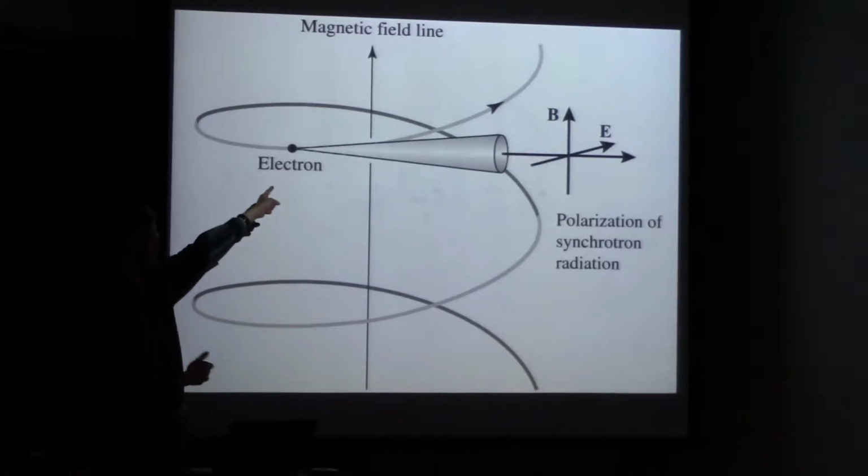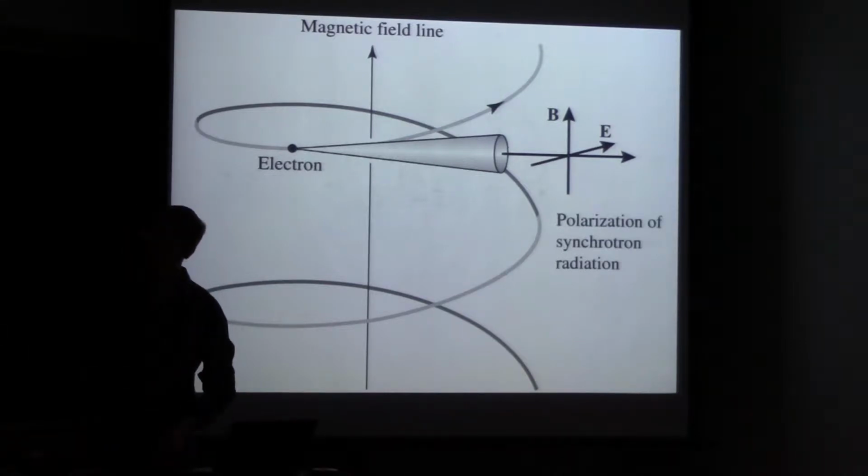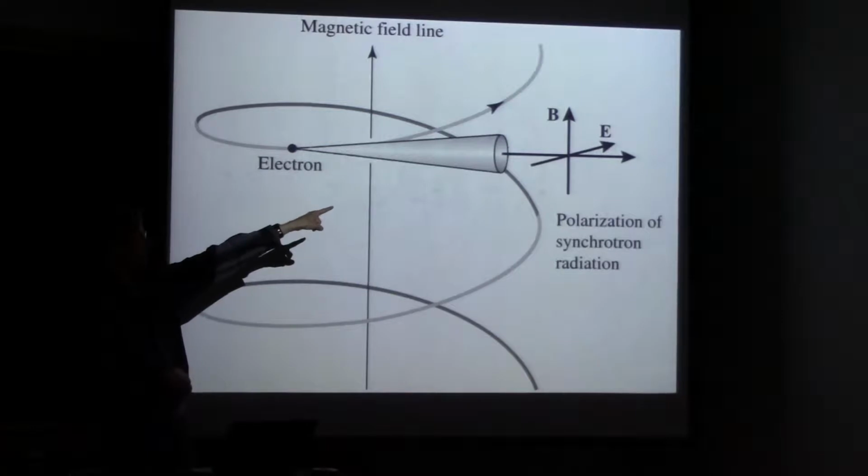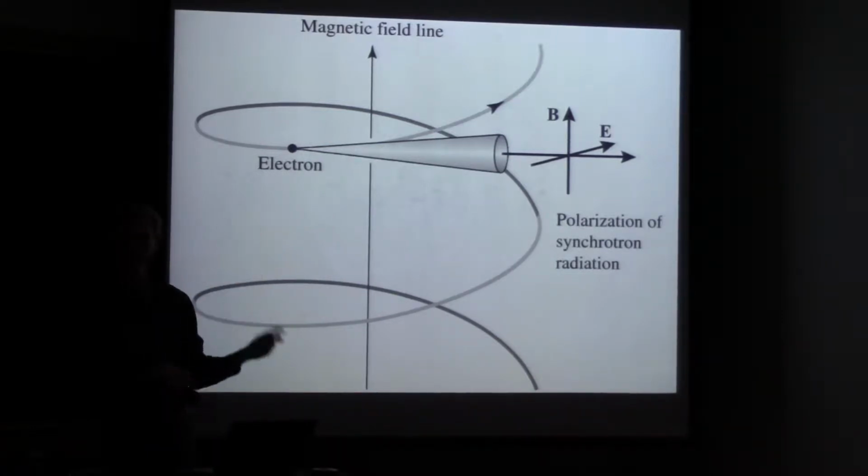This is illustrating both the headlight effect and the idea of an electron spiraling around the magnetic field line, primarily emitting in the forward direction, and the photons are polarized like such.